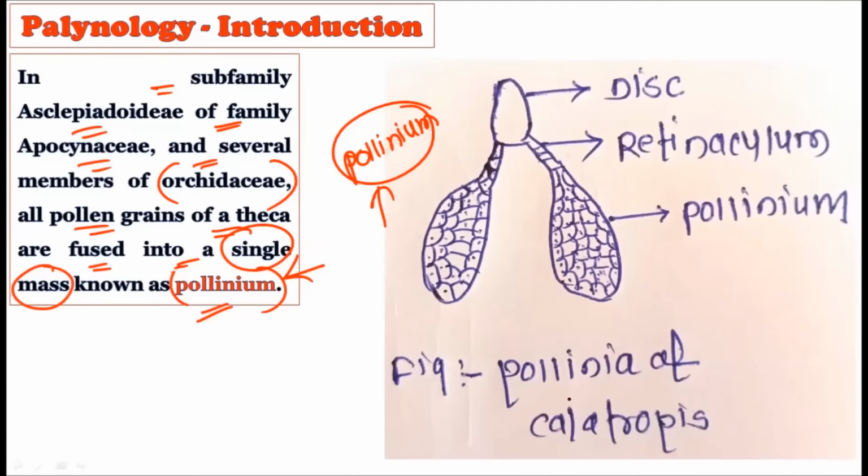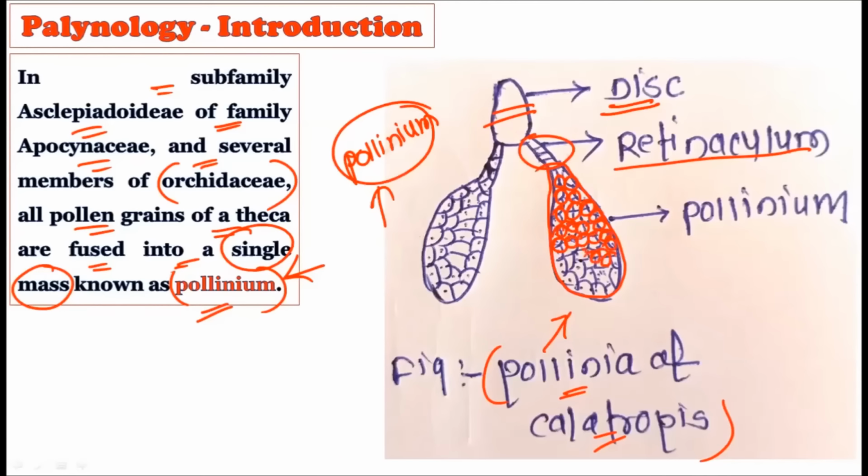Consider this is a pollinia of Calotropis. Calotropis plant, as you know, Calotropis procera is the example. The pollinia is formed like this. There is the disc, this portion is called the disc, and then this neck portion is called the retinaculum, and this is the pollinium. As you can see through the structures, many pollen grains stick together to form this particular pollinium.